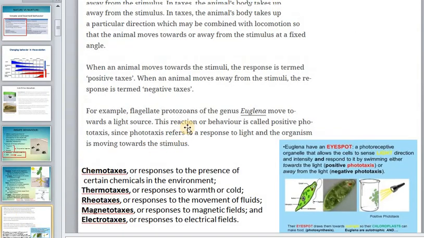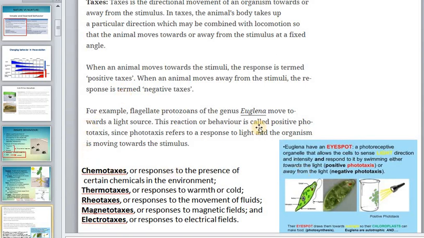And a little bit more about taxis in general. Taxis is the directional movement of an organism towards or away from the stimulus. In taxis, the animal's body takes up a particular direction, which may be combined with locomotion, so that the animal moves towards or away from the stimulus at a fixed angle. When an animal moves towards the stimulus, their response is termed positive taxis, and when an animal moves away from the stimulus, their response is termed negative taxis.